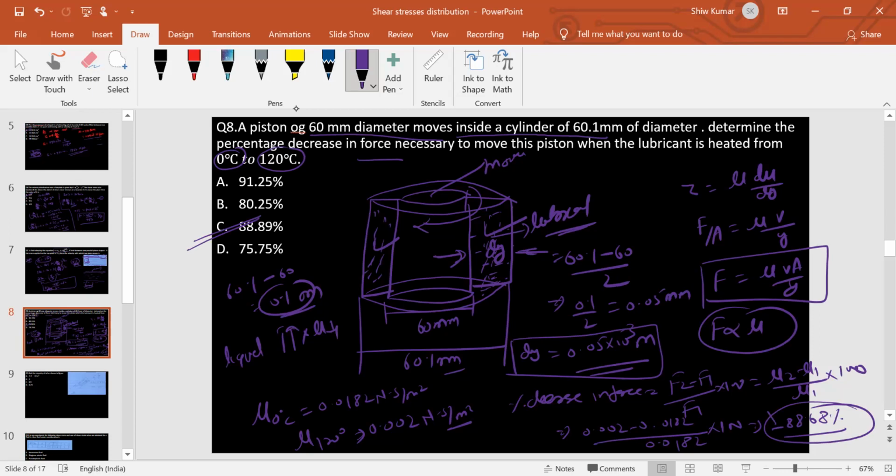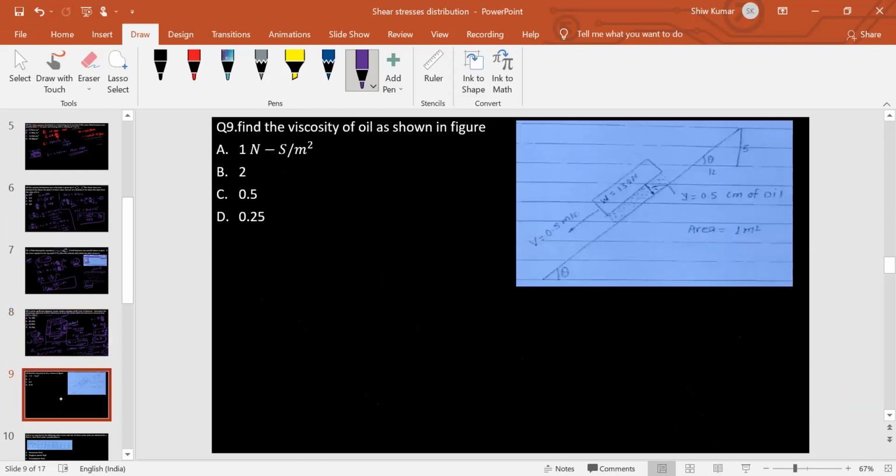So I used the concept of temperature variation with respect to viscosity. Next we'll see the next question: find the viscosity of the oil as shown in the figure. This is one of the most repeated GATE questions.